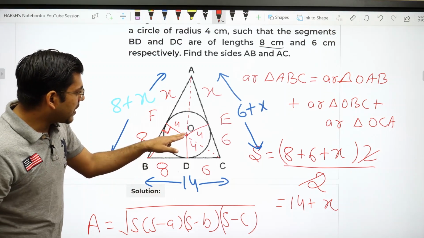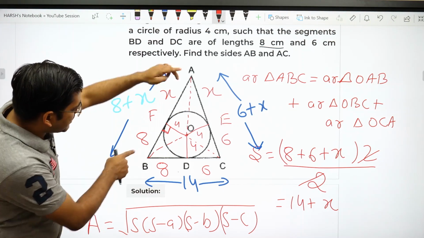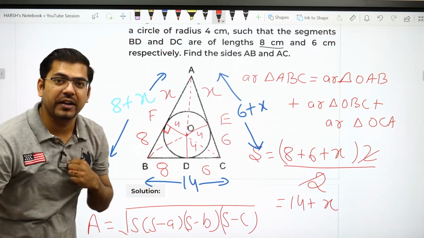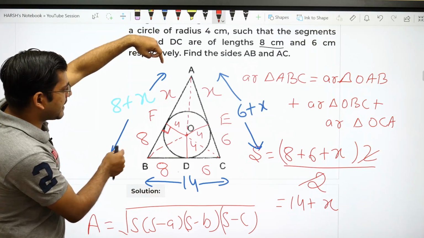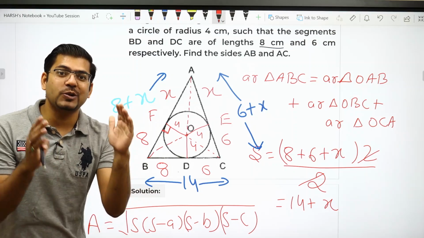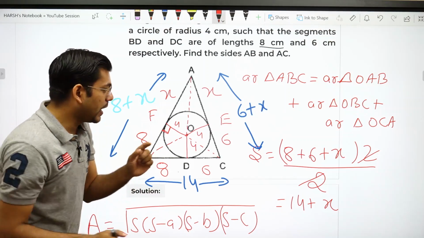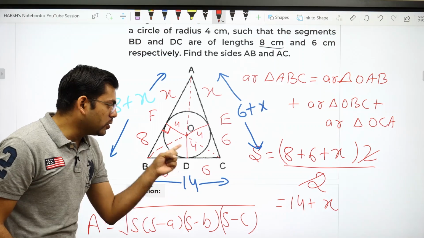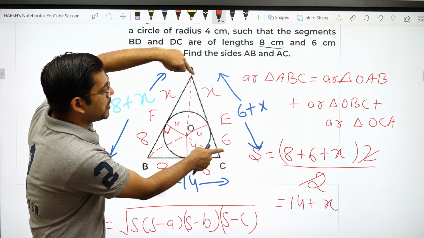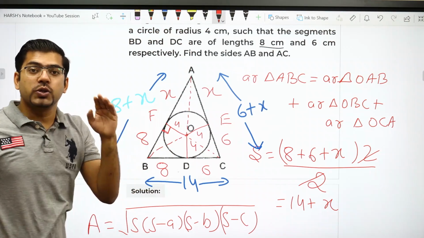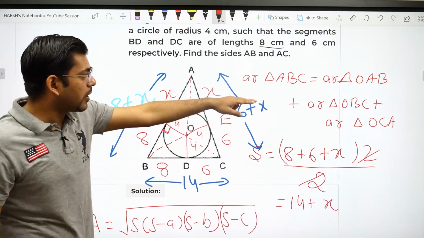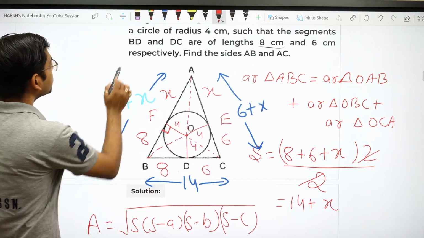Now area of triangle OAB can be written as half into base. This is base AB. Half into base AB into height OF. Isn't it? So half into 8 plus x, base is 8 plus x, into height is 4. Now similarly, half into 14 into 4. Half into base into height, height is 4 again. And half into 6 plus x into 4. So everywhere height would be the same, every time base will be changing. So I am just writing down for all three of them. Let us see.